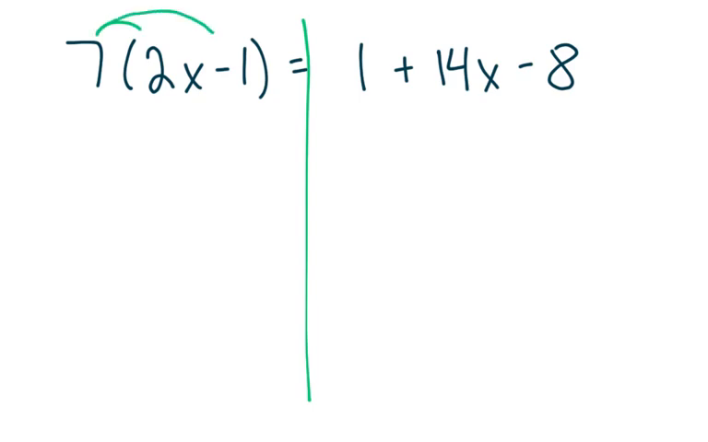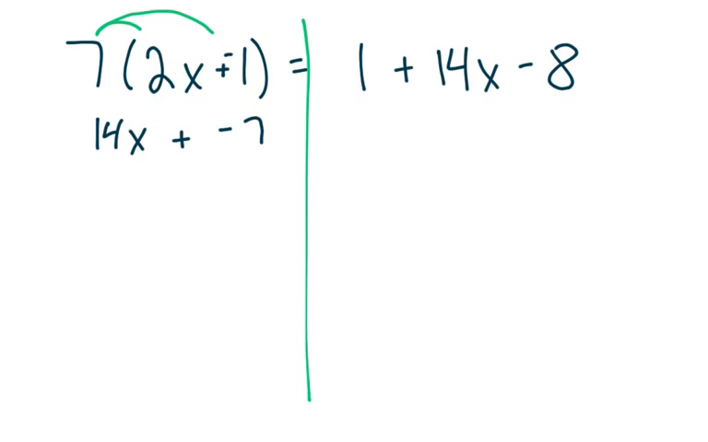If you forgot how to do this, I would go back and look at the simplifying expressions video. So the first thing I do is 7 times 2 is 14x, because there's an x attached to it. And then this is a negative 1 or a plus negative 1, so 7 times negative 1 is a negative 7. I also want to check on the right side if there's anything I can simplify over here. So there is.